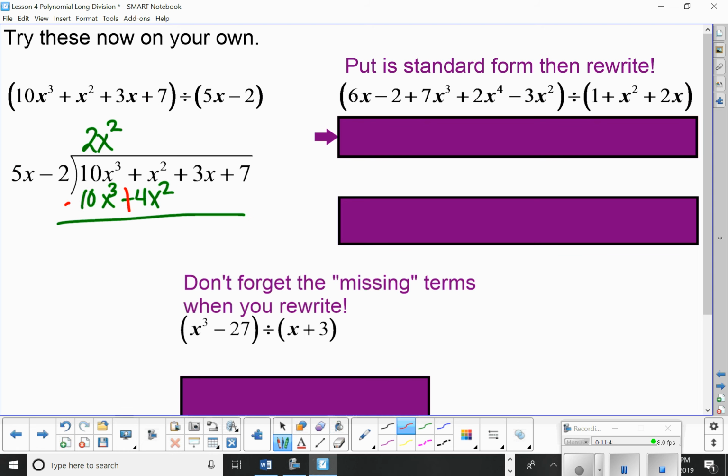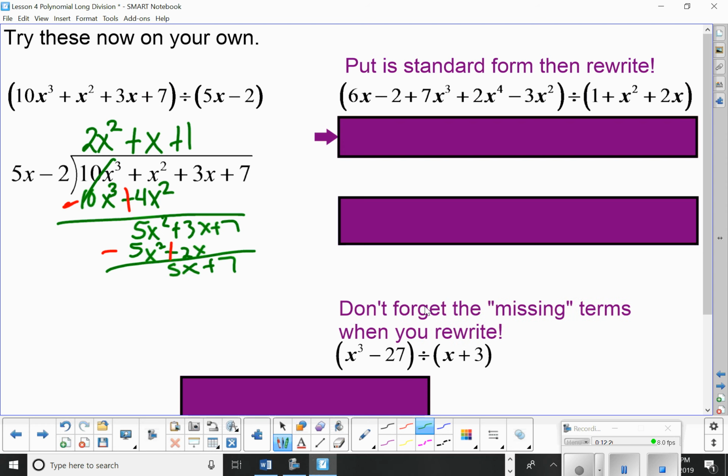Do my subtraction. Remember, subtracting means changing all the signs. Eliminated. 1 plus 4 is 5x squared plus 3x plus 7. 5x will go into 5x squared x times. 5x squared, x times negative 2 is minus 2x. Subtract, and you're going to get 5x plus 7. 5x will go into 5x once.